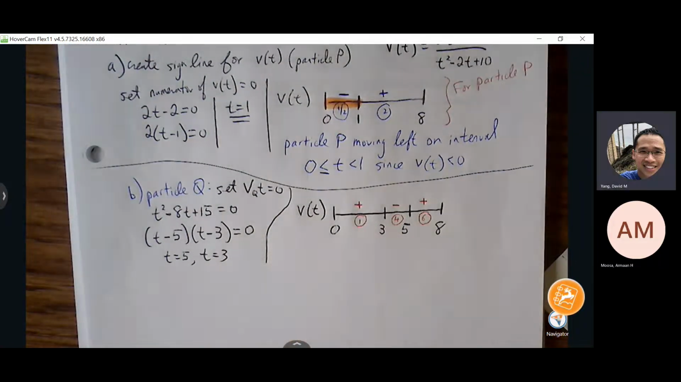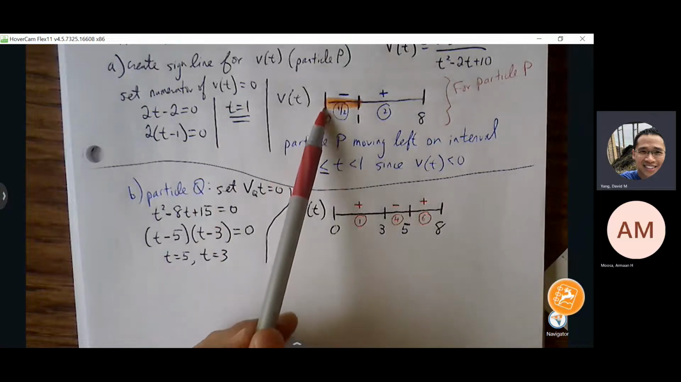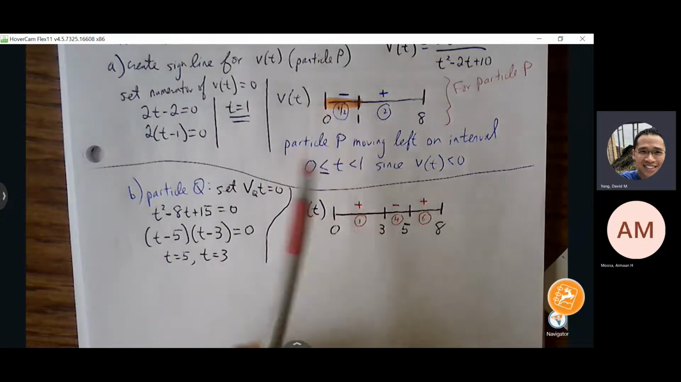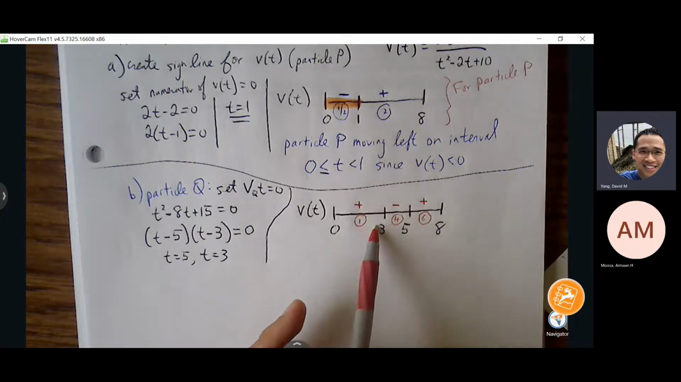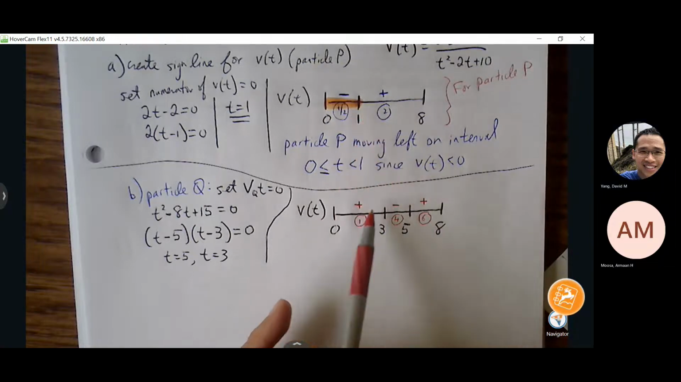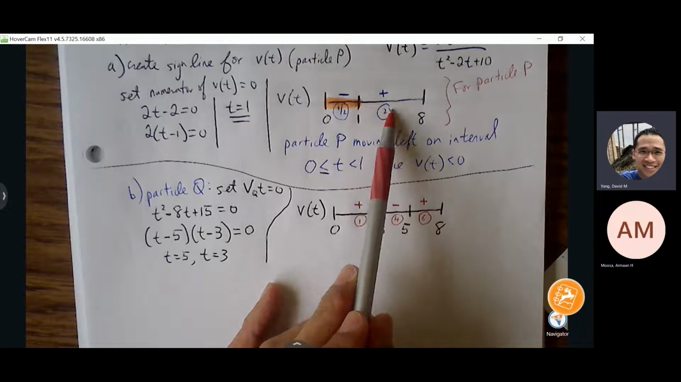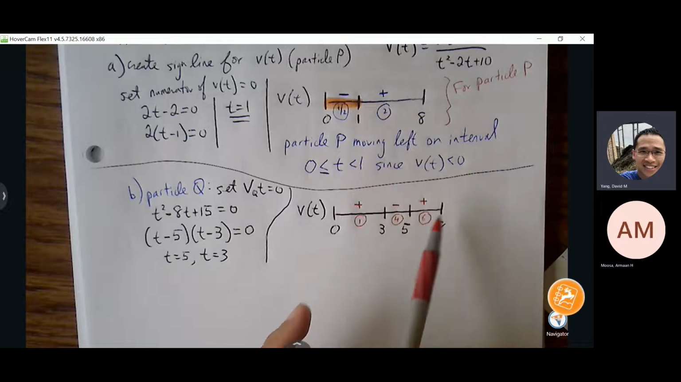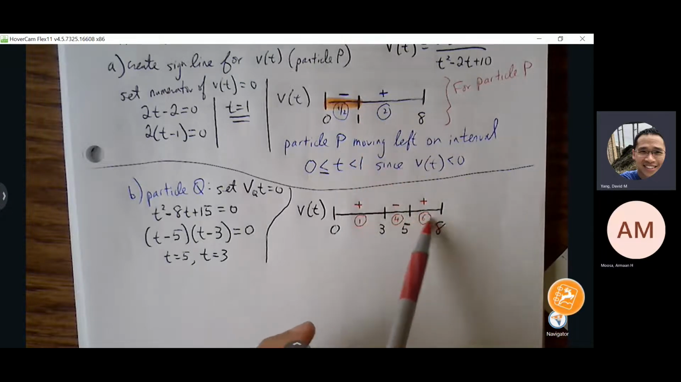So if I line everything up here, when are they moving in the same direction? From 0 to 1, they're not going to be matching. From 1 to 3, they will be matching. From 3 to 5, it doesn't match, but then from 5 to 8, they match again. So 1 to 3 and 5 to 8.